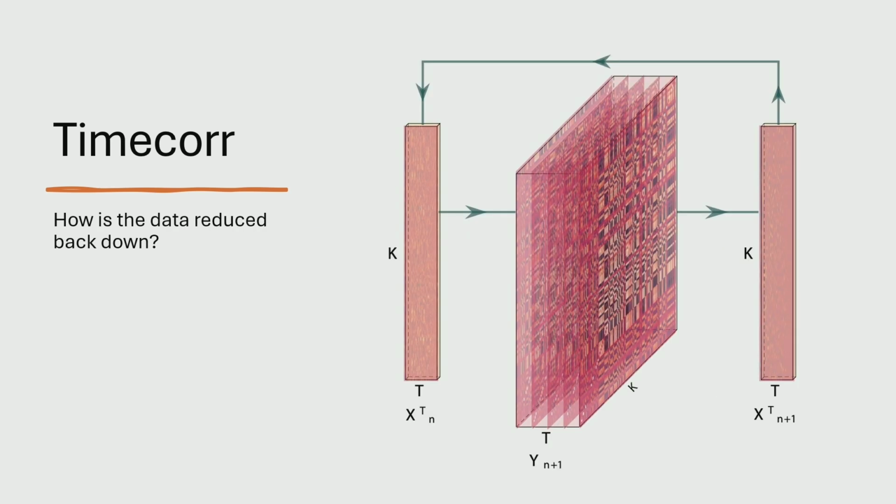And this is the heart of TimeCore. So once we calculate that next higher order correlation, we produce that K by T matrix, so pretty big. We want to project that back down to a K by T matrix, or the original size of the data.